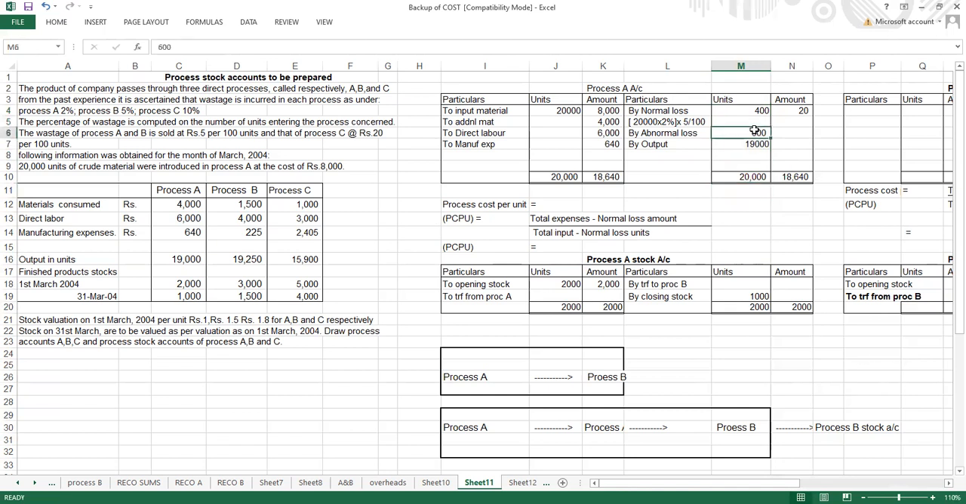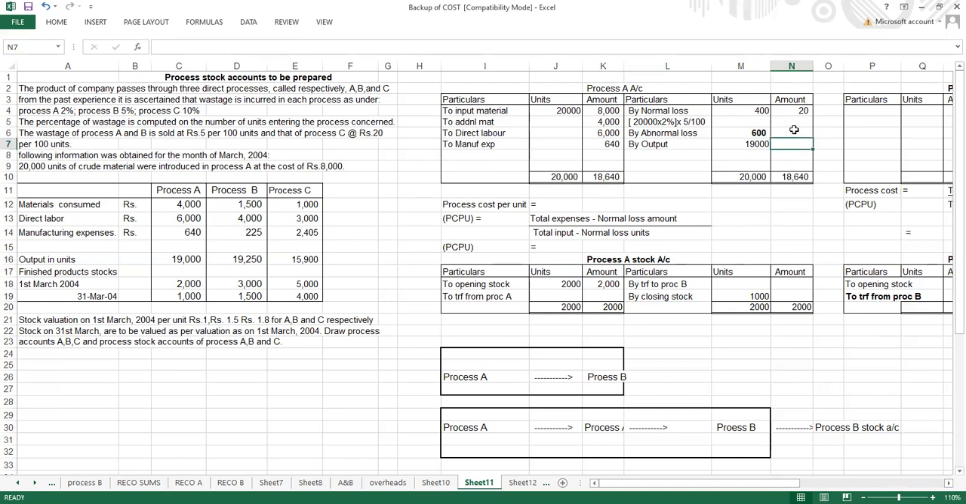Okay. So 600 is my balancing figure, which indicates abnormal loss. Clear, students? See, my input was 20,000, my output was 19,000. My normal loss was 400. So from input, if I remove normal loss, I get expected output, that is 19,600, but actual output is only 19,000. That 600 extra is lost. Clear? So that's abnormal loss. Clear? Now two values are missing, one against abnormal loss and second against output.